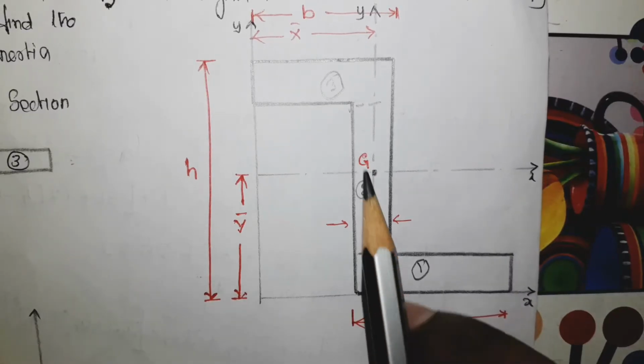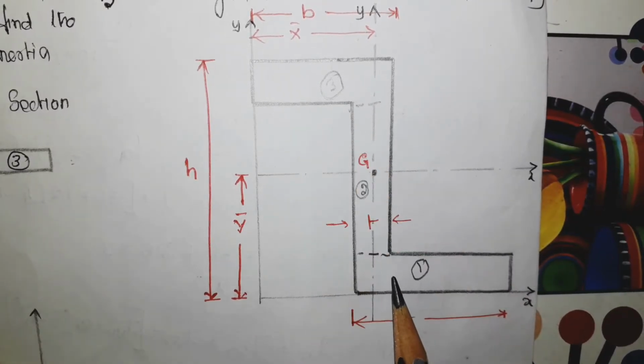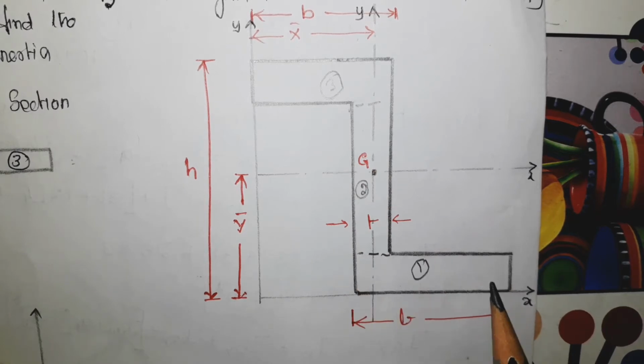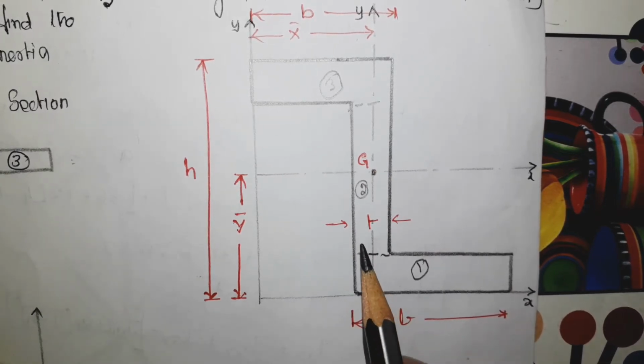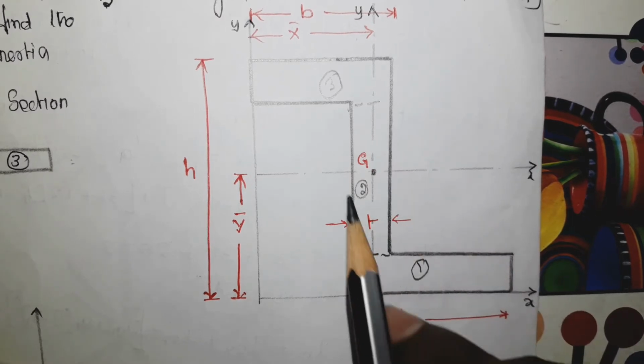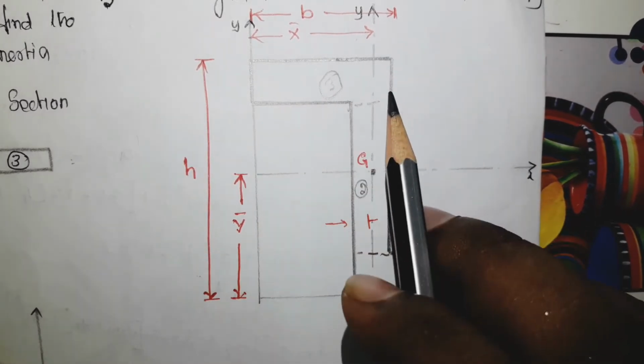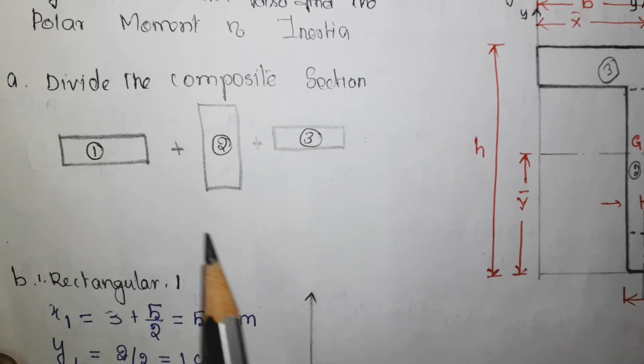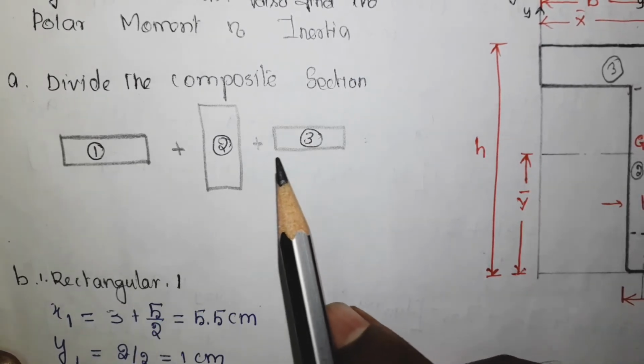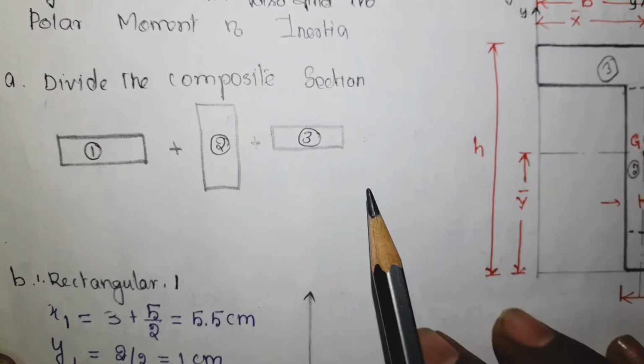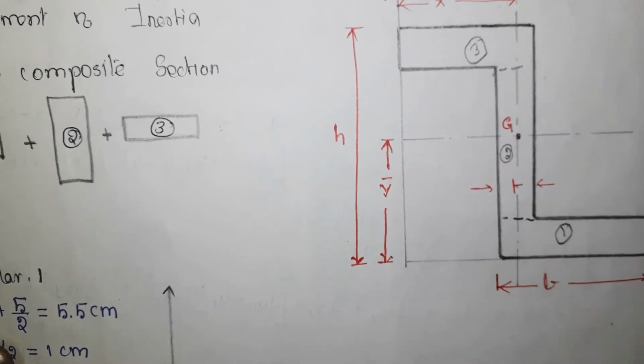Now I am going to divide this Z section into three parts. So this is the first one, rectangle 1, and this is my second rectangle 2, and this is the third rectangle. So here I have given, first rectangle plus second rectangle plus third rectangle. When you add this one, you will get the Z section.